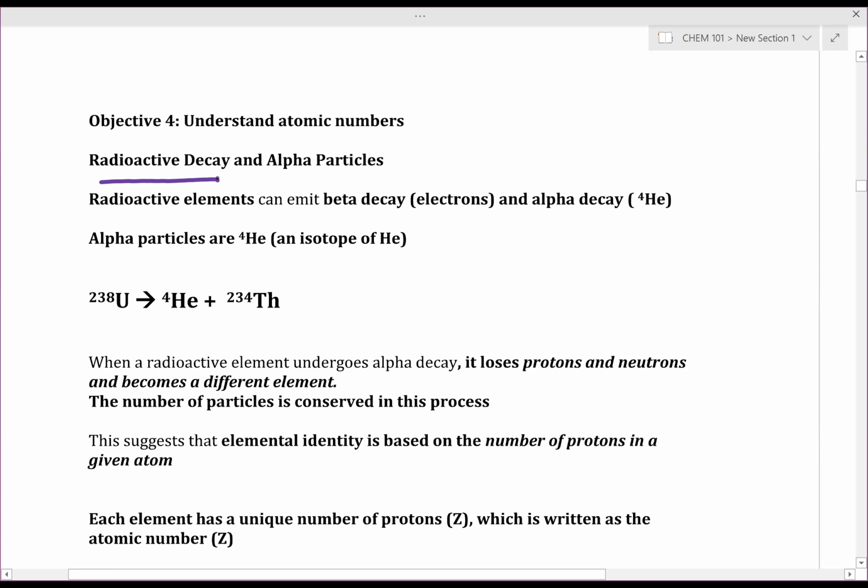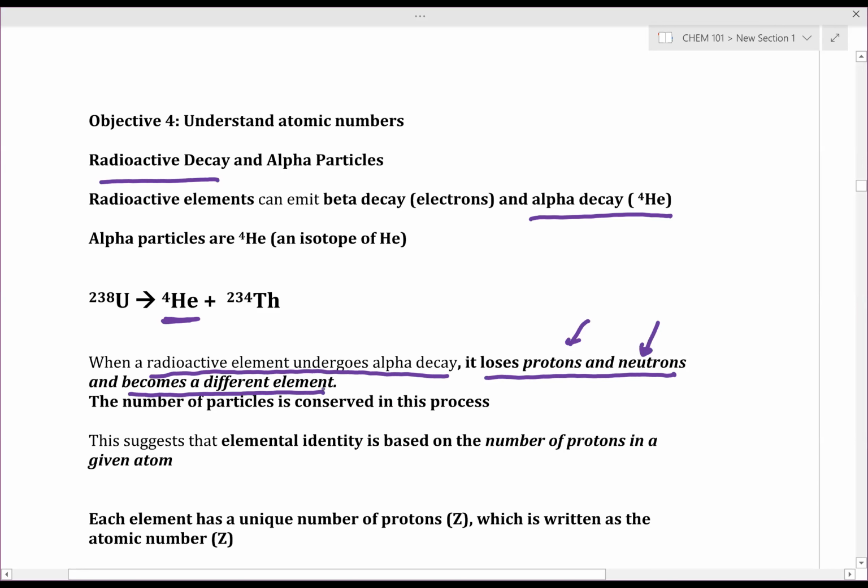So, radioactive elements are unstable, and they will emit subatomic particles to generate a more stable atom. One of the common emissions is known as alpha decay, which is a helium nucleus, or equivalent to a helium atom. Now, one of the key features, and the reason why we're talking about radioactive decay, is that when a radioactive element undergoes decay, it loses particles known as protons and neutrons, and it becomes a different element.